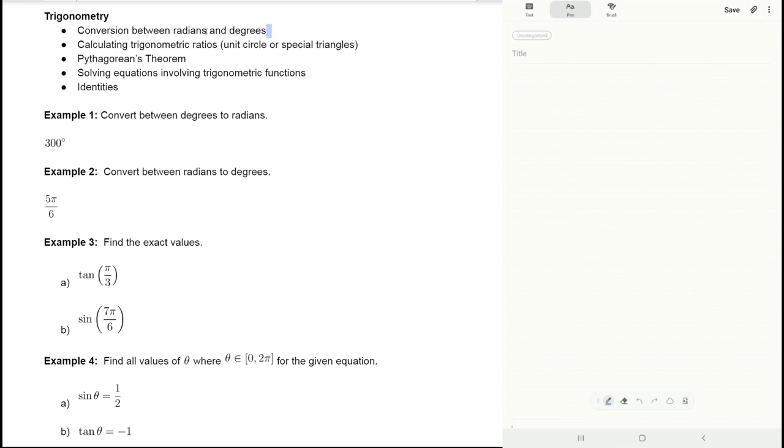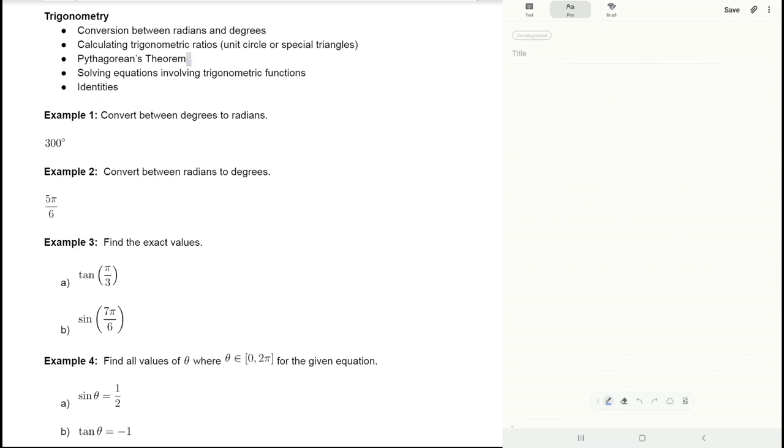So being able to convert between radians and degrees, being able to calculate certain trigonometric ratios, either by using the unit circle or with special triangles, being able to use the Pythagorean theorem for right angle triangles, being able to solve equations that involve trig functions, and also being able to use certain identities. So let's have a look at a few examples of converting between degrees and radians and vice versa.